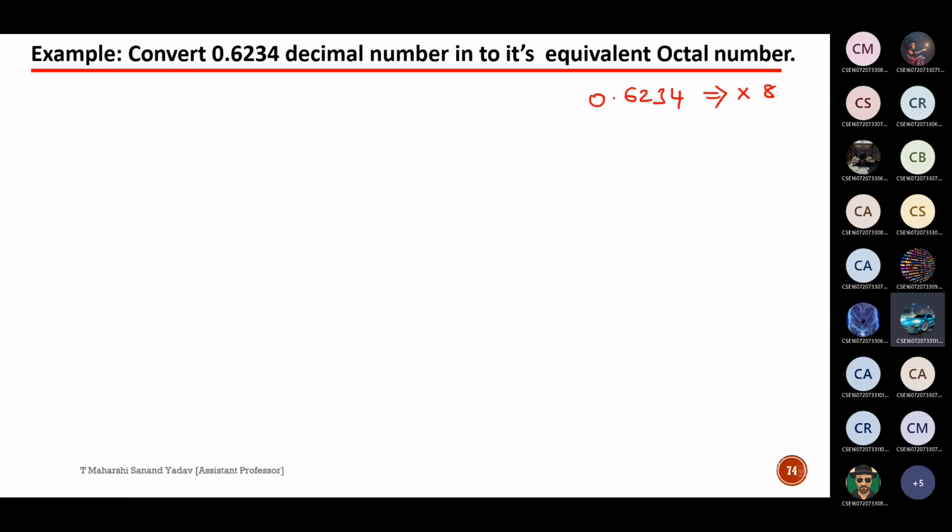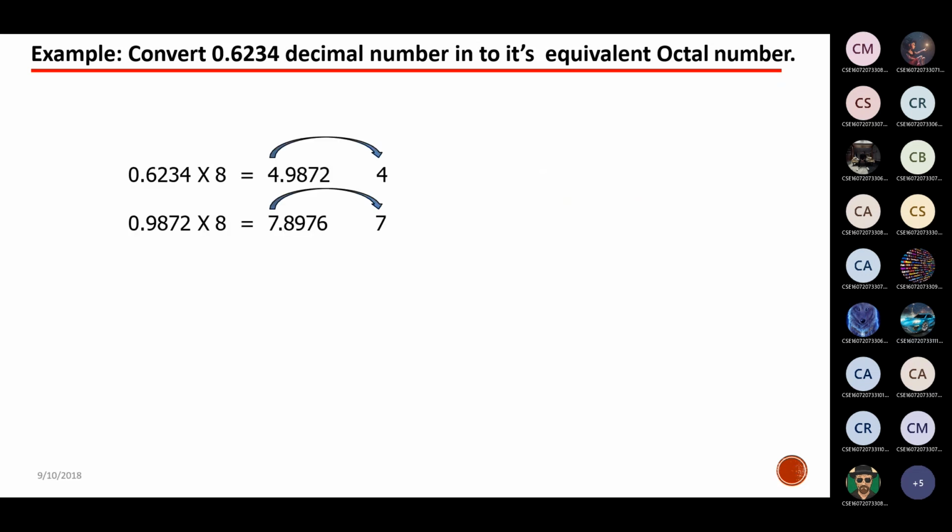4.9872, sir. Let me check. Tell me how much we are getting. 4.9872, sir. No, I want the complete result. Sir, 0.41, sir. Answer is 0.41 overall result. Okay. No.